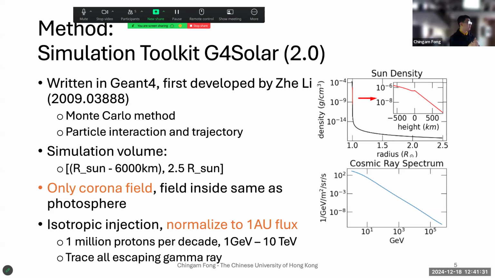So you consider the photosphere to be 6,000 kilometers below 1 solar radius? Okay, I consider the density profile between 1 solar radius and 6,000 kilometers below. I think that part covers the photosphere. Yeah.